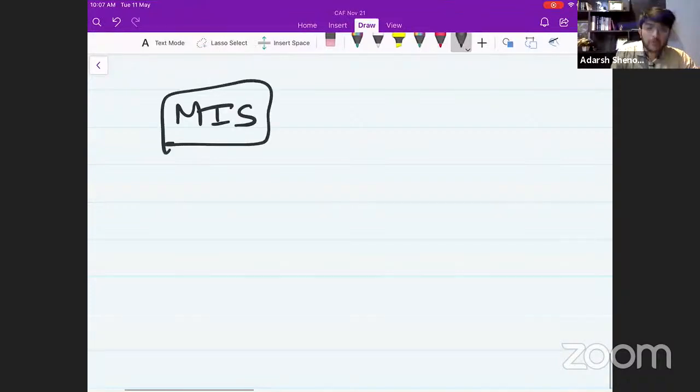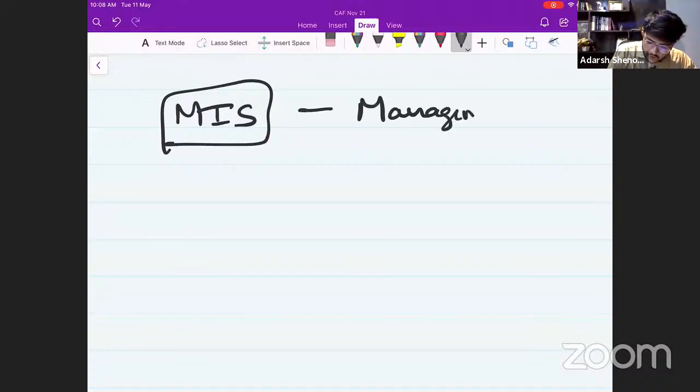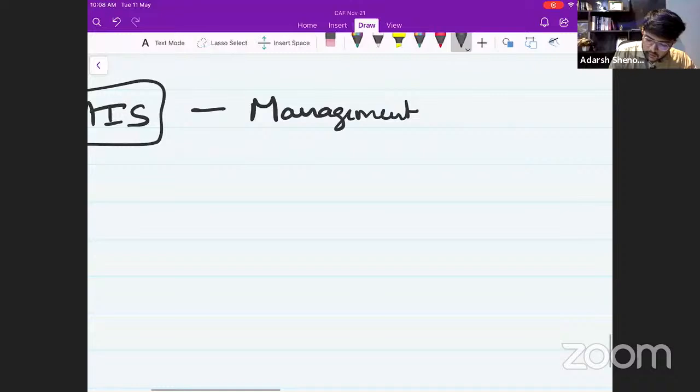MIS, anyone? Full form of MIS? Don't Google, tell me directly. Anyone knows the full form of MIS? I think you've come across this term in business studies in your 12th standard. Very good, very good. Yes, correct. So many people. MIS stands for Management Information System. What is MIS? Any idea?